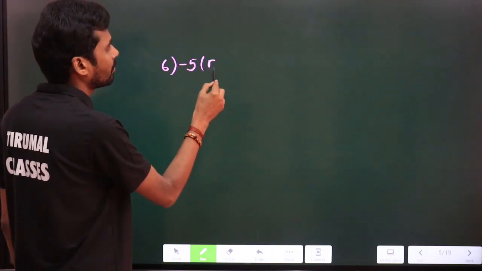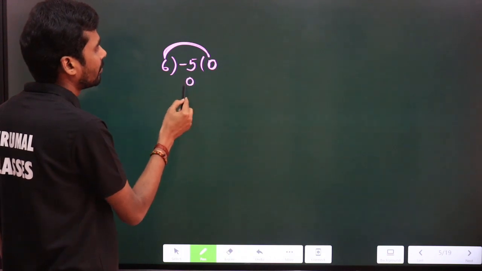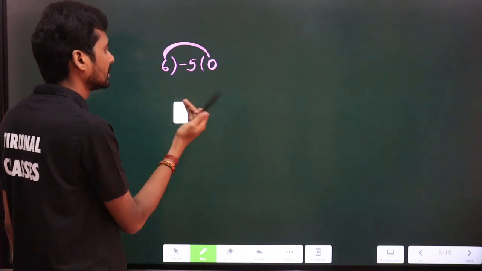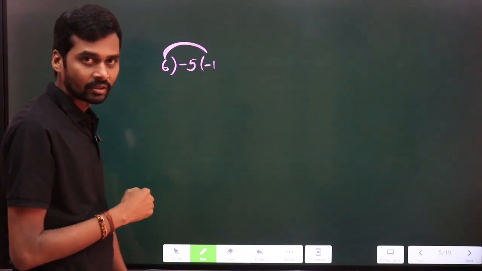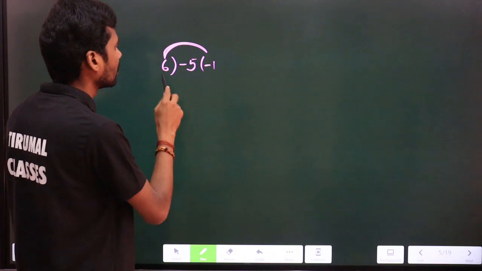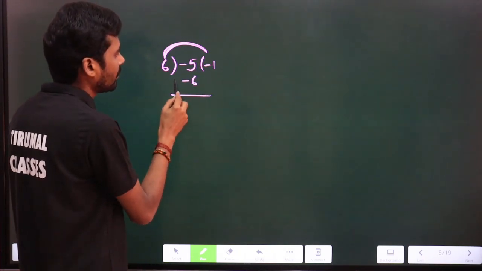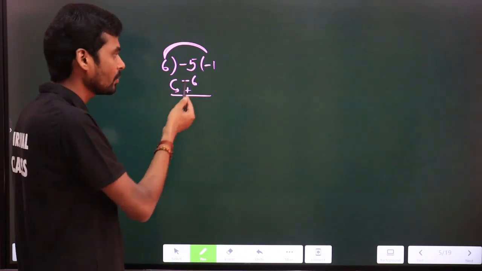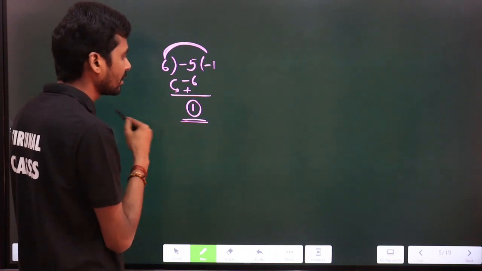Since 1 is not possible, suppose I take 0. 6 into 0 is 0. Minus 5, 0 is what? Again minus 5. Still I will get the same remainder. Now the next one, suppose I take minus 1 here. 6 into minus 1 is minus 6. This minus becomes plus. So plus 6 minus 5. 6 minus 5 is 1. So the final remainder is 1.